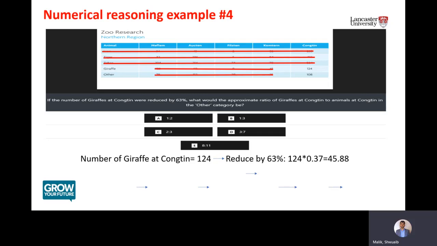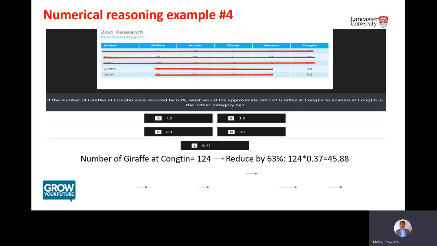How we do this is we do 124 times 0.37. Now, remember from the last question, if we wanted to increase by something, we do 1 point that number. So in the last question, it was 1.12. If we want to reduce by something, we have to do 124 times 1 minus the number. So I've got 0.37 by doing 1 minus 0.63. So it'd be 124 times 0.37 equals 45.88.